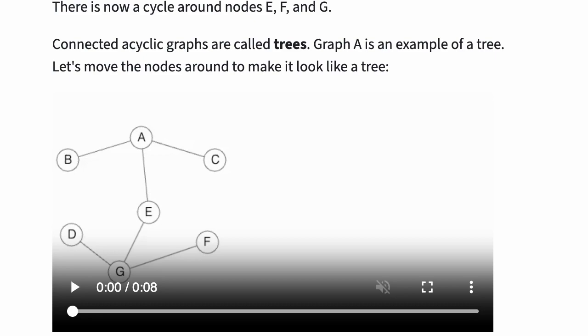Connected acyclic graphs are called trees. Graph A is an example of a tree. Let's move the nodes around to make it look more like a tree.